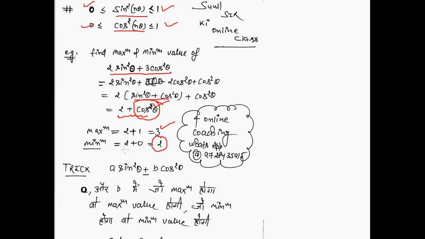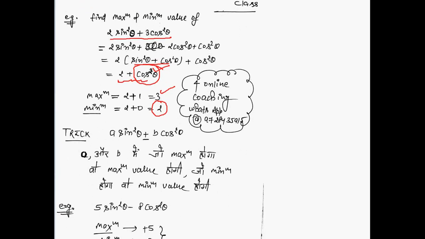But in exam we can't solve this way because competition level is so high. So what is the trick? In this type of question, either plus or minus is present. A sin square theta plus B cos square theta, only square I am telling. The minimum between A and B, the coefficient, is the minimum value, and the maximum between A and B is the maximum value. See, here minimum is 2, so minimum value is 2. Maximum is 3, so maximum is 3.